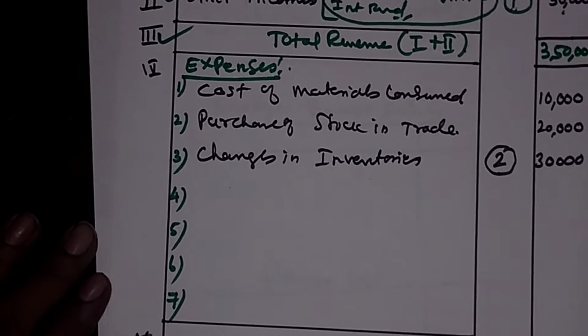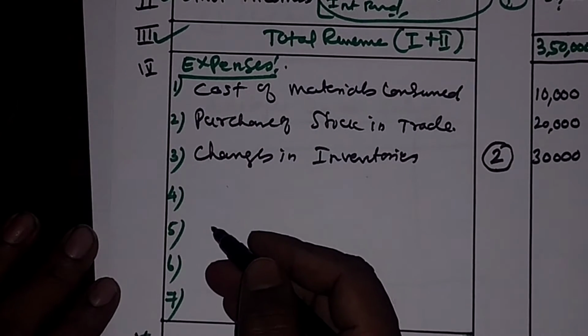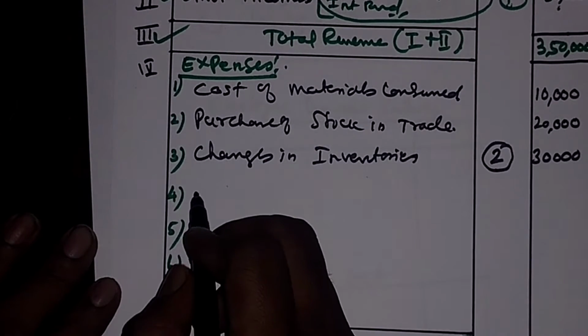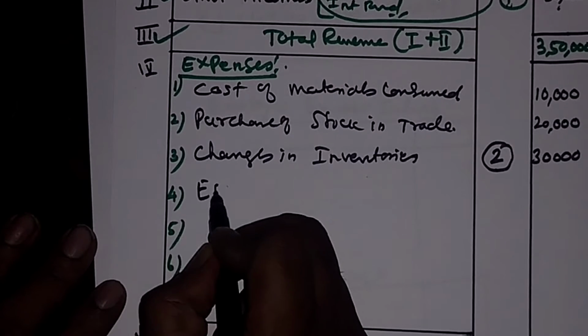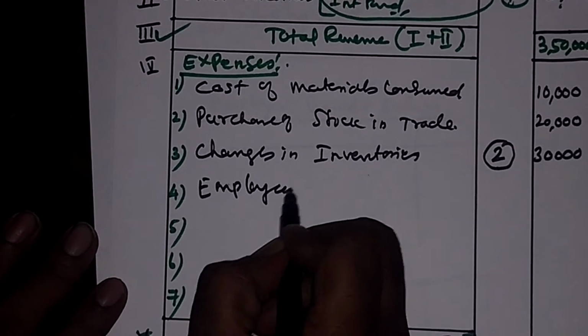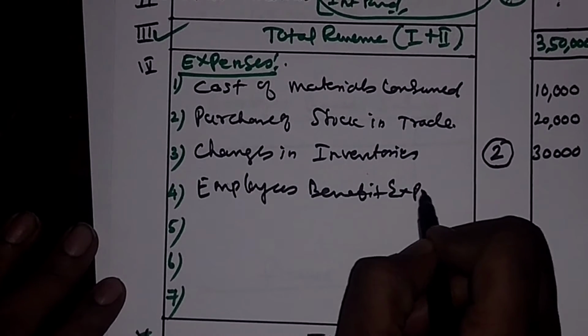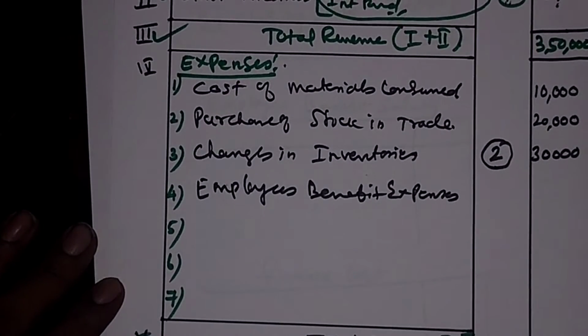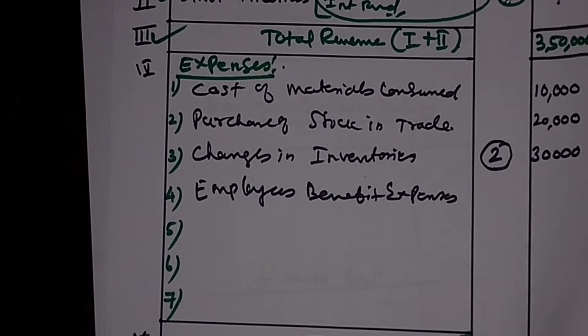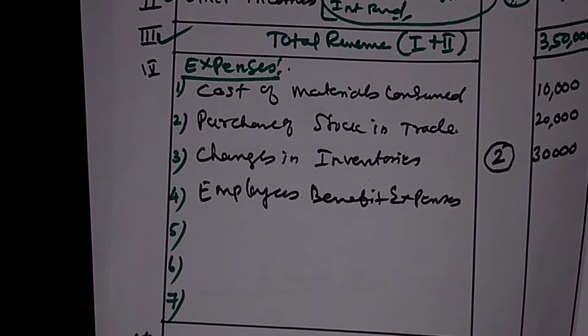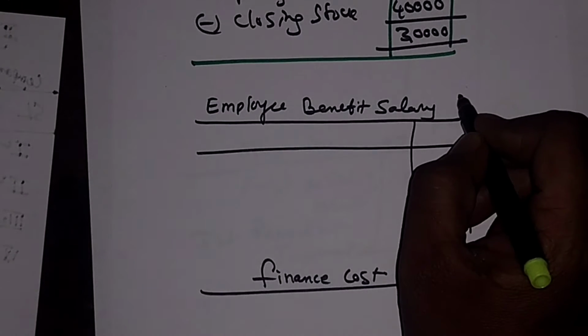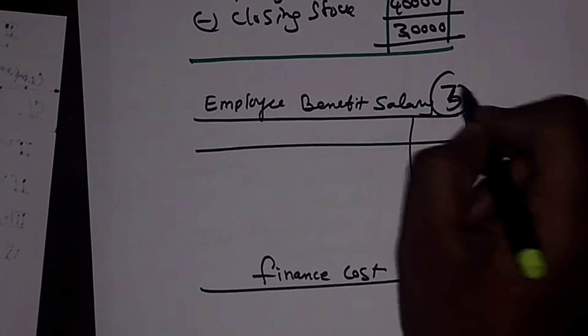And next, coming to point number 4 under the Roman numeral, the fourth one is the employee benefit expenses. What is this employee benefit expenses? Once again I will show it in the note. You see that, note number 3.